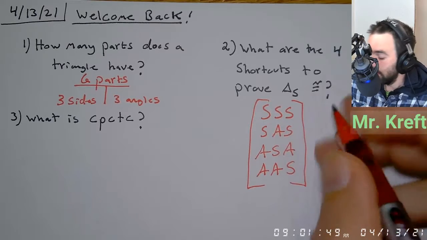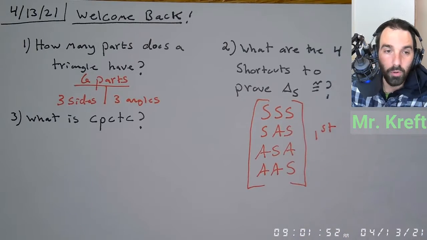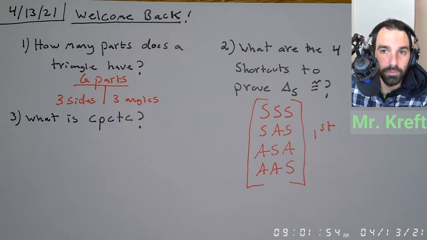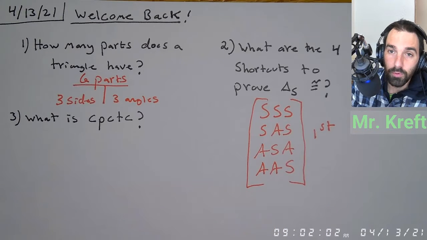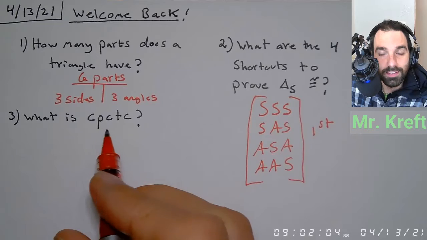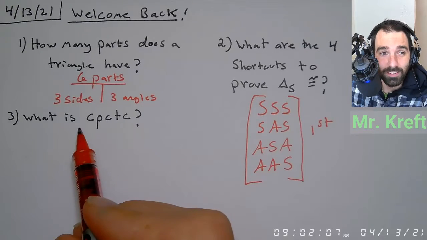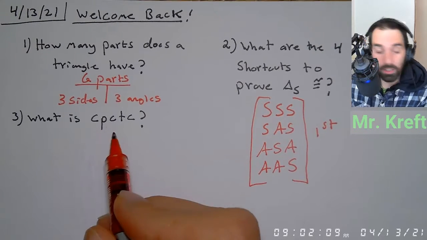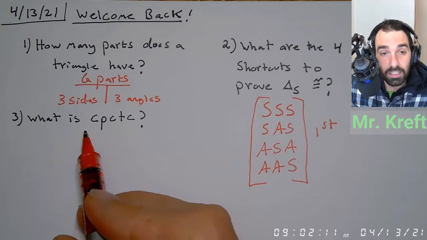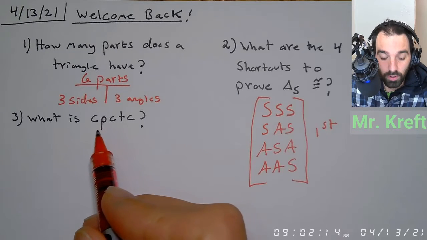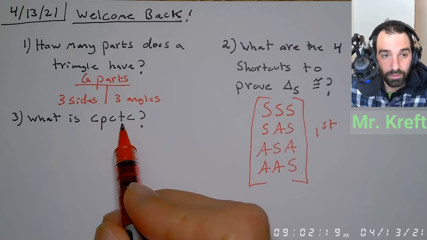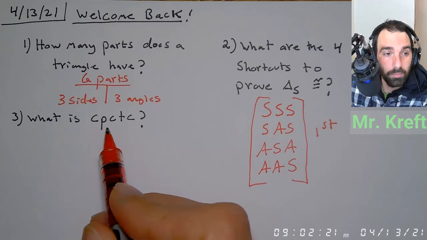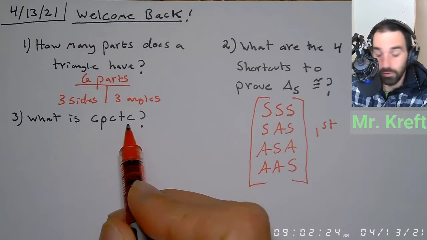Now remember, in our proofs, this always comes first. We always want to prove triangles congruent first. This is what we worked on before spring break. Then, right before spring break, we talked about CPCTC. Besides being kind of fun to say, what does that mean? CPCTC, if you just went by what it stands for, would be corresponding parts of congruent triangles are congruent.